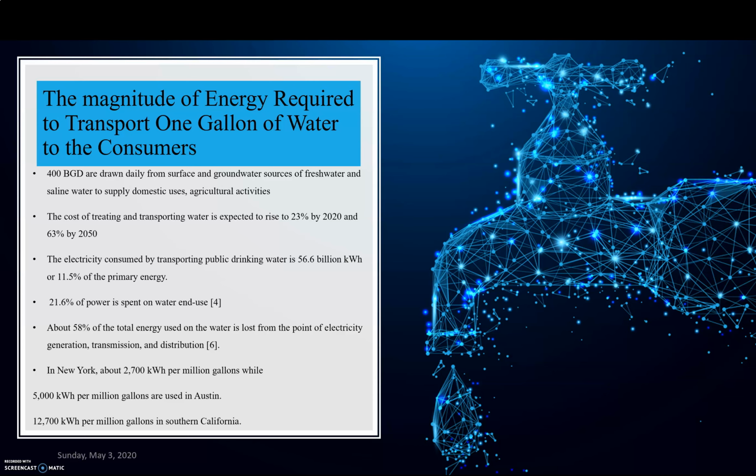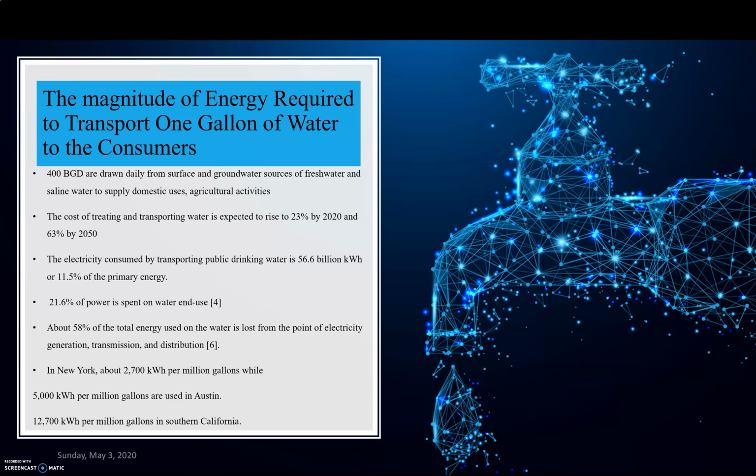However, for this water to reach its destinations, it needs to be transported, which requires energy. In a report released in 2002 by the Electric Power Research Institute, the cost of treating and transporting water is expected to rise by 23% by 2020 and 63% by 2050. The electricity consumed by transporting public drinking water is 56.6 billion kilowatt hours, or 11.5% of the primary energy.